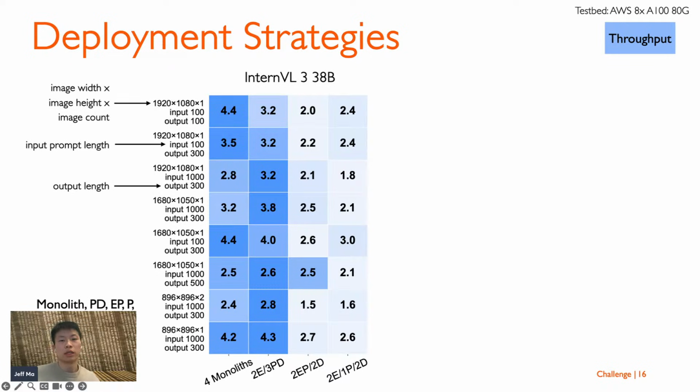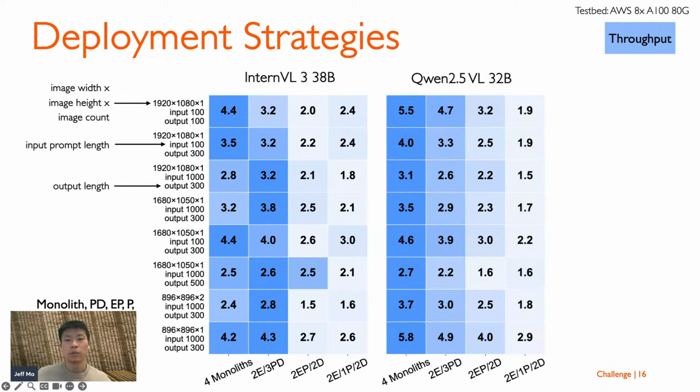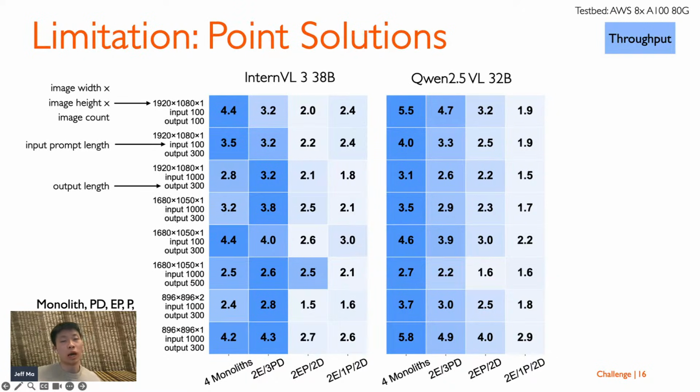Then we also conducted the same sweep on a different model, Qwen 2.5 VL. And it turns out that for all these workloads, monolithic is always better. So the observation here is that existing systems for MLLM serving are at best point solutions that do not work for all models or all workloads.